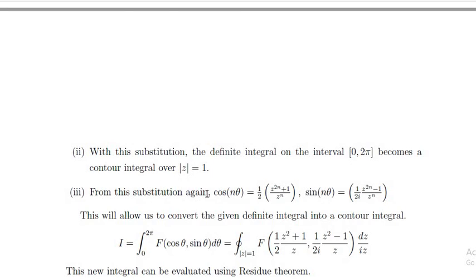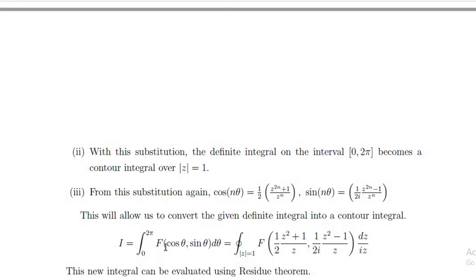From this substitution, again cos n theta equal to 1 by 2 times z raised to 2n plus 1 by z raised to n. Similarly, sin n theta equal to 1 by 2i into z raised to 2n minus 1 all divided by z raised to n. This will allow us to convert the given definite integral into a contour integral.